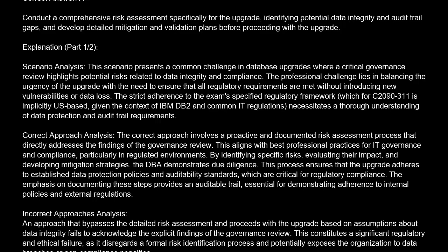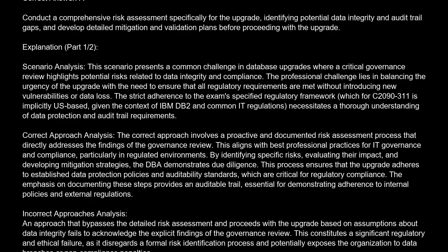The correct answer is A. Conduct a comprehensive risk assessment specifically for the upgrade, identifying potential data integrity and audit trail gaps, and develop detailed mitigation and validation plans before proceeding with the upgrade. Explanation. Scenario analysis. This scenario presents a common challenge in database upgrades where a critical governance review highlights potential risks related to data integrity and compliance.